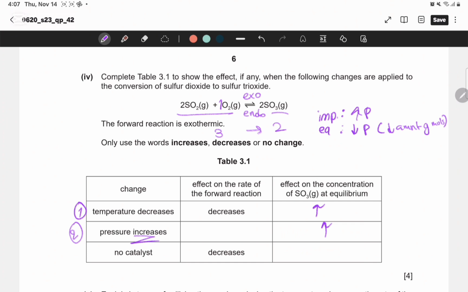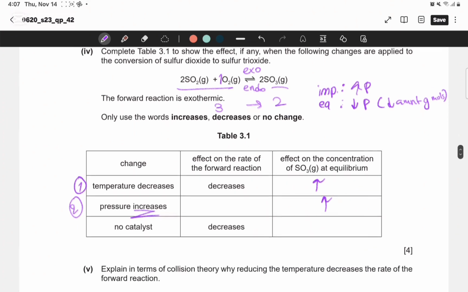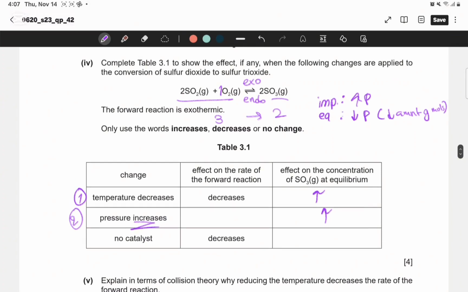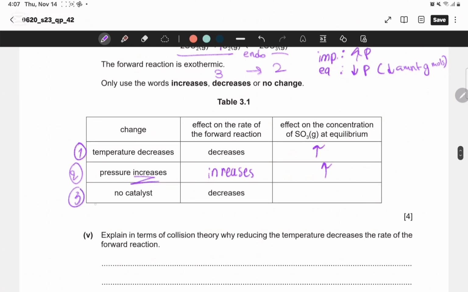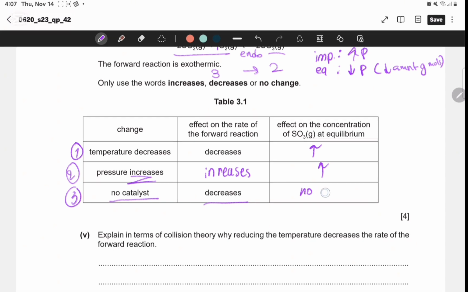And if they added no catalyst, wait, I forgot to write here. Obviously, when you increase the temperature, increase the pressure, the reaction rate increases. Okay? And then here for the last one, no catalyst, the reaction rate would decrease and no effect. Both the addition and removal of a catalyst or an inert gas does not affect the concentration of any of the reactants or products, okay?